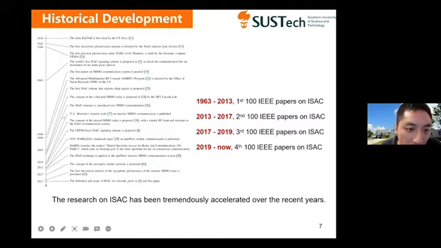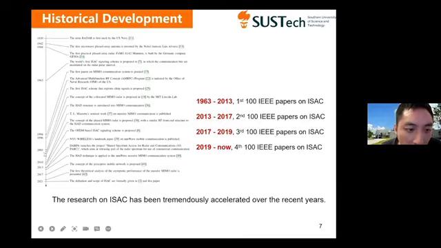Motivated by this project, there was a lot of ISAC research going on during the first decade, the last decade actually. So you can see in 2003, the first ISAC scheme that exploits chirp signals. Chirp signals are very well exploited in radar signal processing.